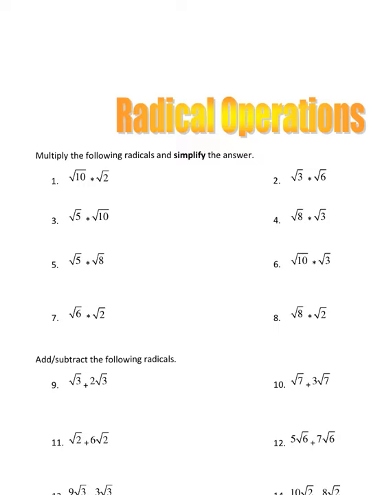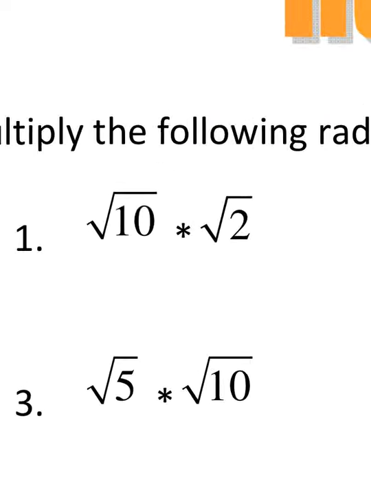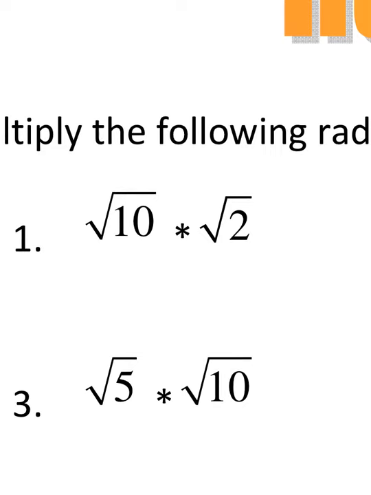All right, now that we practiced simplifying radicals, we are going to move into radical operations. So the first thing we're going to do is multiply radicals. If we're multiplying radicals, we're always going to multiply the two numbers on the inside of the radical. So here we're going to multiply 10 and 2, and when we multiply 10 and 2, we get radical 20.